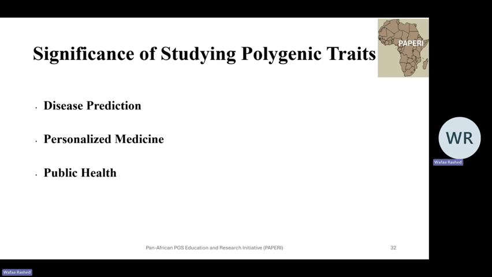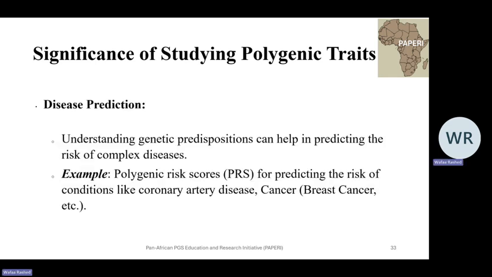Regarding the significance of studying polygenic traits, it's mainly related to disease prediction, personalized medicine, and public health. For disease prediction, understanding genetic predisposition can help in predicting the risk of complex diseases. For example, polygenic risk scores for predicting the risk of conditions like coronary artery disease, cancer, in case of cancer, breast cancer, prostate cancer, and others.